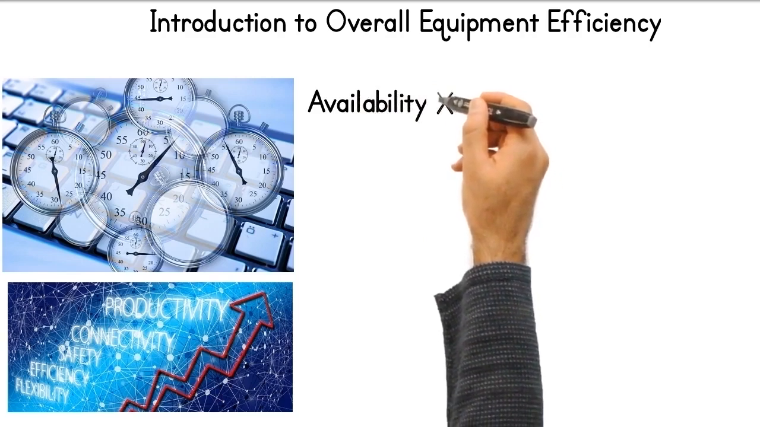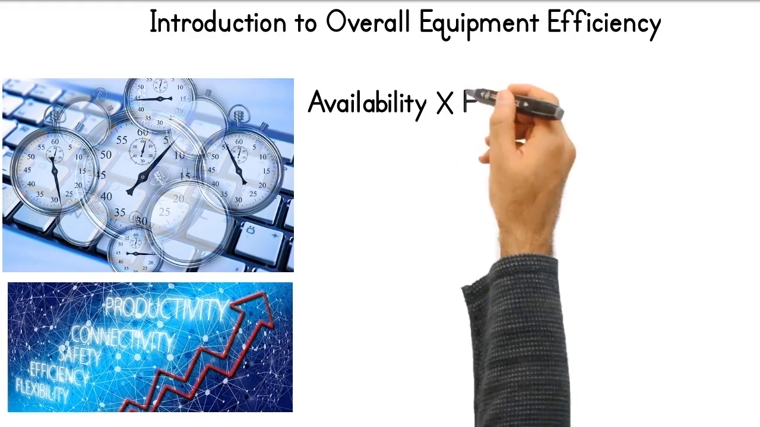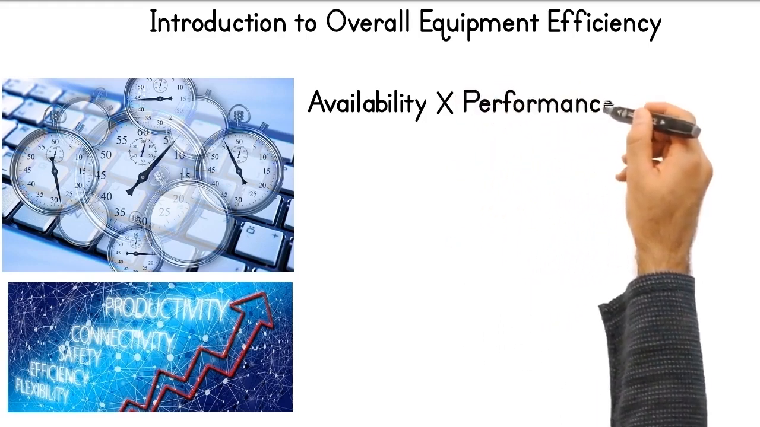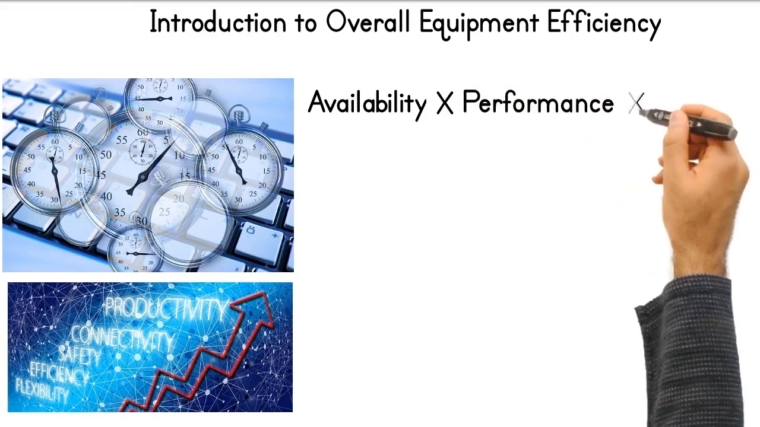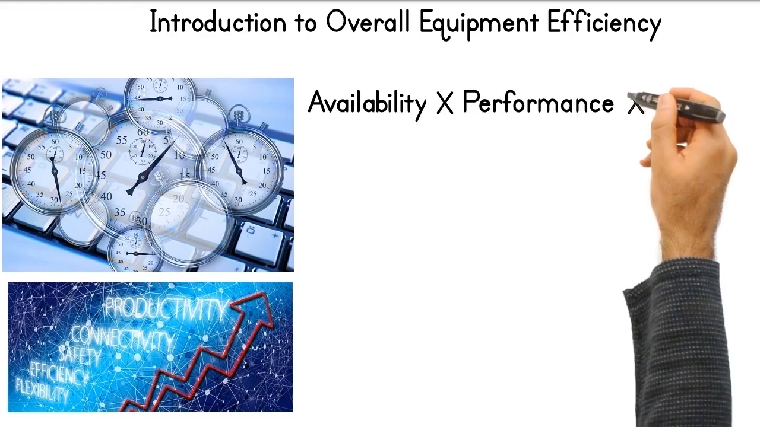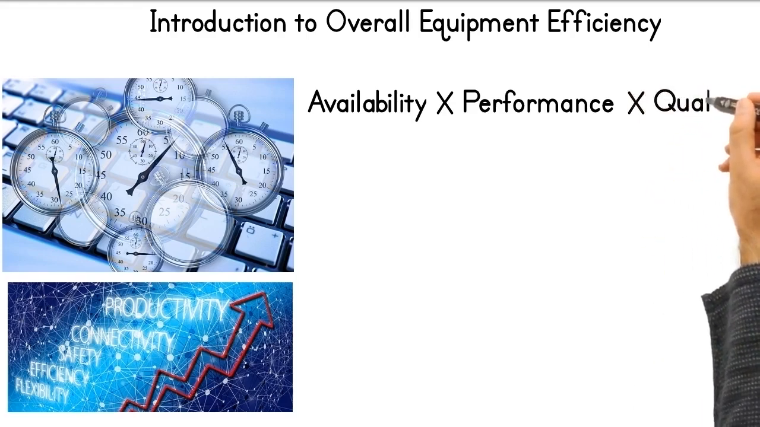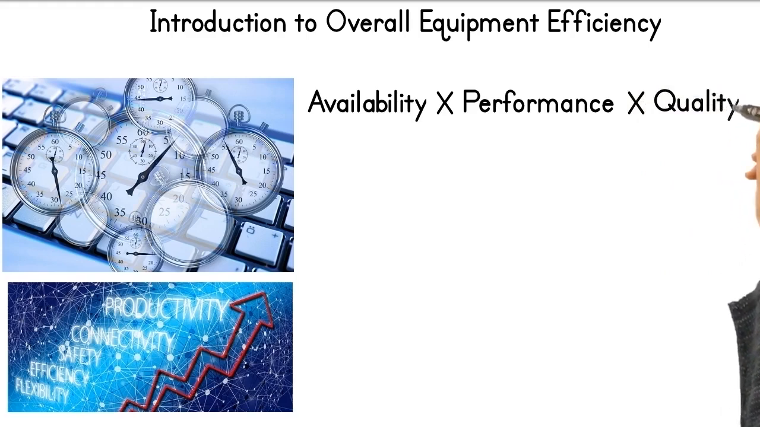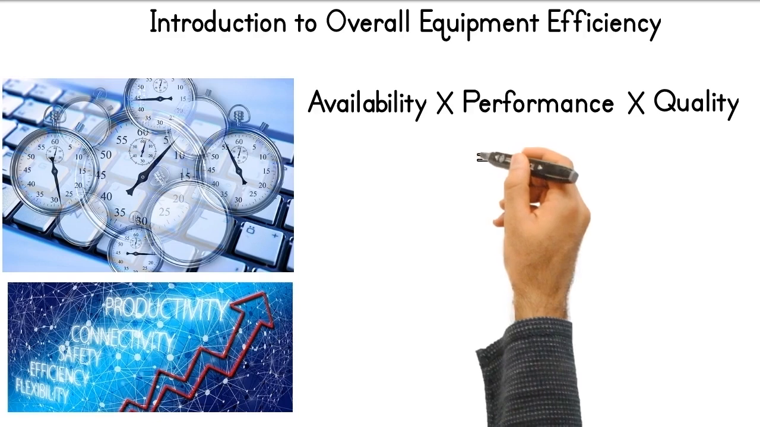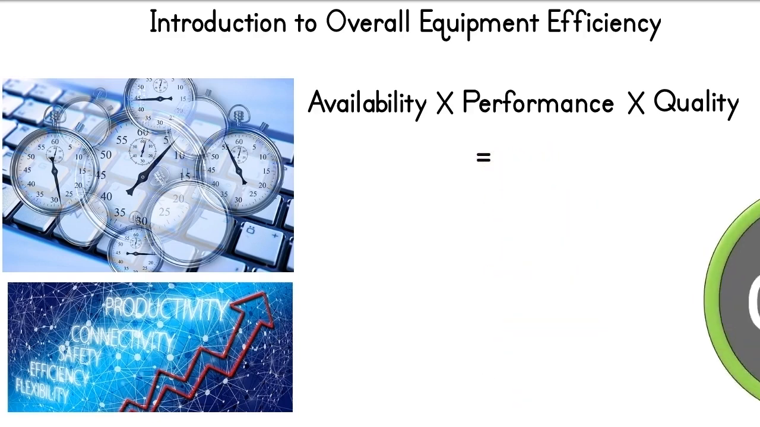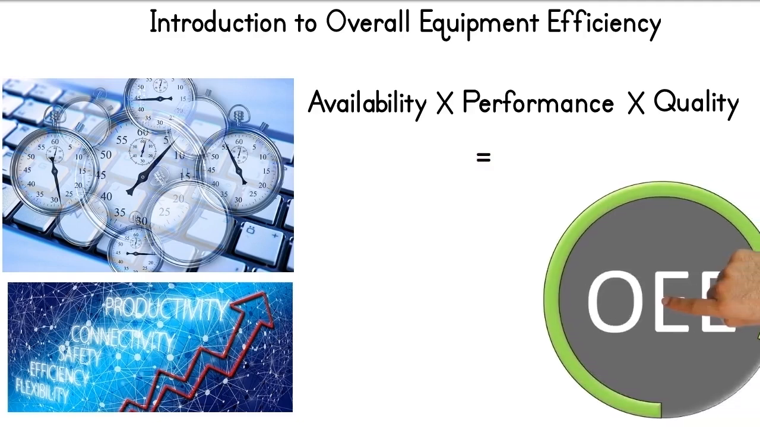OEE evaluates three key factors: availability, the percentage of time equipment is actually running, considering planned and unplanned downtime; performance, the speed at which the equipment operates compared to its maximum speed; quality, the ratio of good, defect-free products produced to the total number of products produced. The formula for OEE is availability times performance times quality equals OEE.